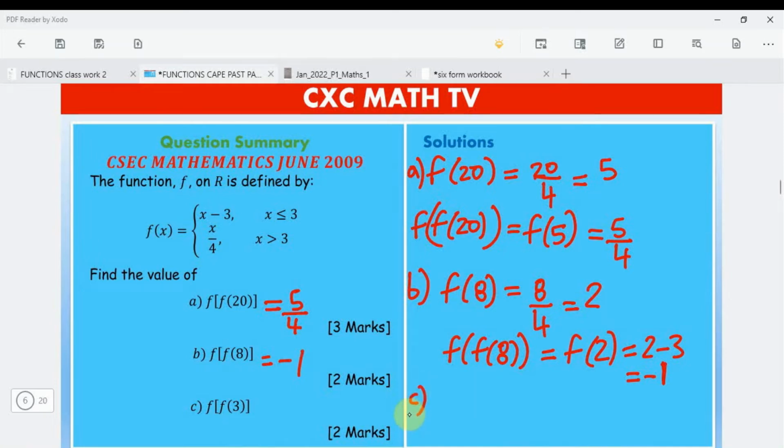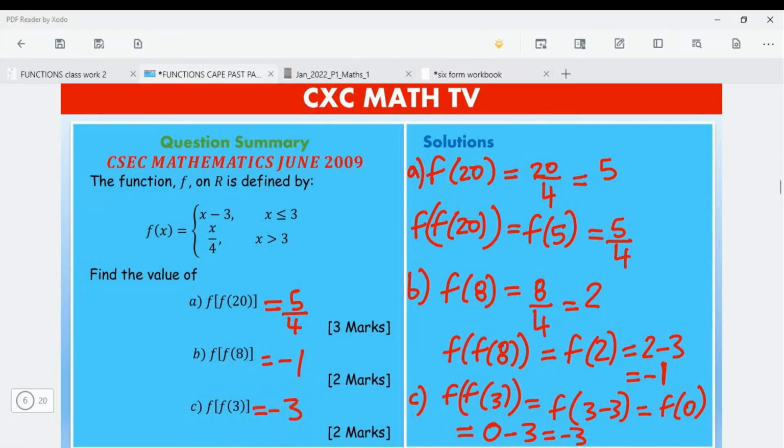Finally, we need f of 3. Clearly, 3 is less than or equal to 3, so we're already in the first one right here. So f of 3, first thing, we'll find f of 3. f of 3 is going to be 3 minus 3, and that works out to be 0. So we're going to be finding f of 0 now. And f of 0 works out to be 0 minus 3, which is negative 3. So f of 3 is negative 3. Easy question.